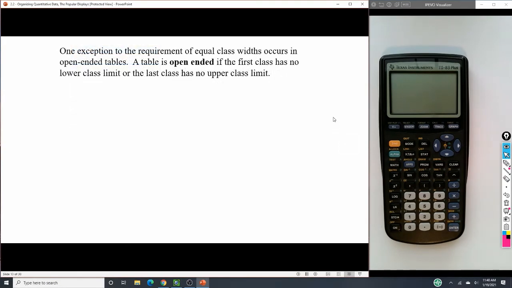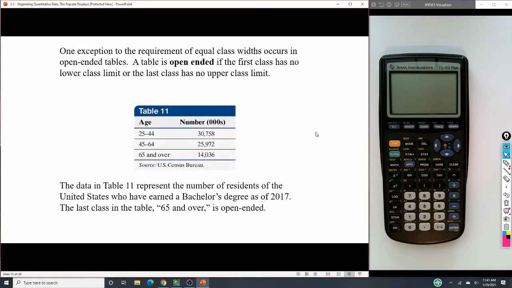All right, so the one exception to the requirement of an equal class width occurs in open-ended tables. Open-ended means the first class has no lower limit, and the last class has no upper limit. But we won't look at very many of those. Here's an example of that. We're looking at these ages, and we say just 65 and over. So that would be open-ended.